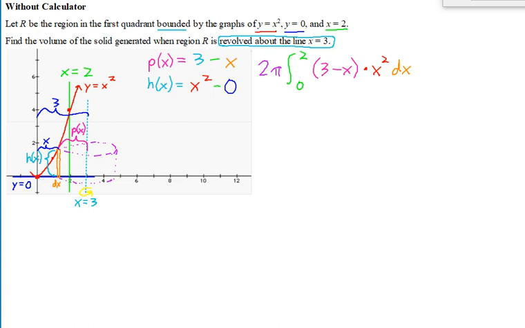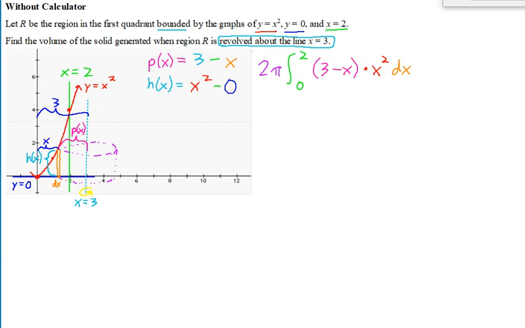And notice with the shell method, unlike the disk method, you don't have to worry about whether or not there's a hole, because in this case you can see there is this hole right in here when you revolve it around. These cylindrical shells are automatically hollow in the inside, so they automatically always account for any holes anyway. So there's no need to worry about those, unlike the disk method when you're setting it up here.